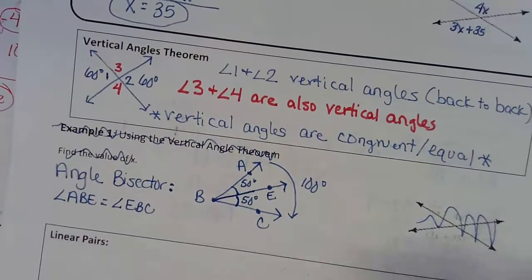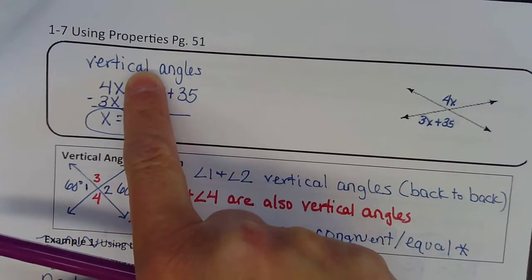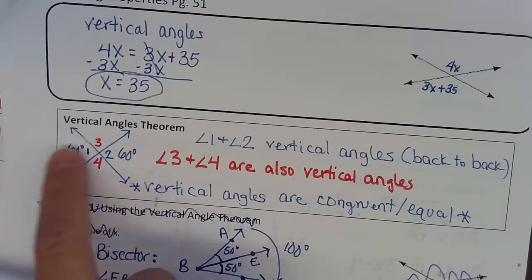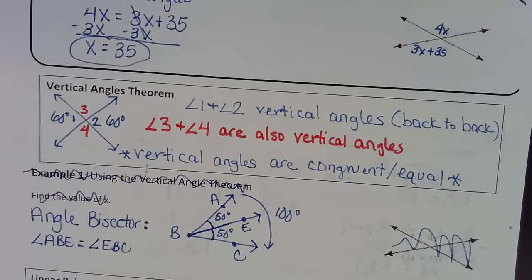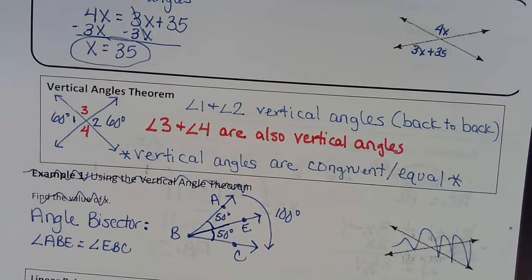Yesterday, for those who weren't here, we talked about vertical angles. Those are the angles that are back to back. They are equal to each other. So if you had an algebra problem, you would set them equal and then solve for your variable.